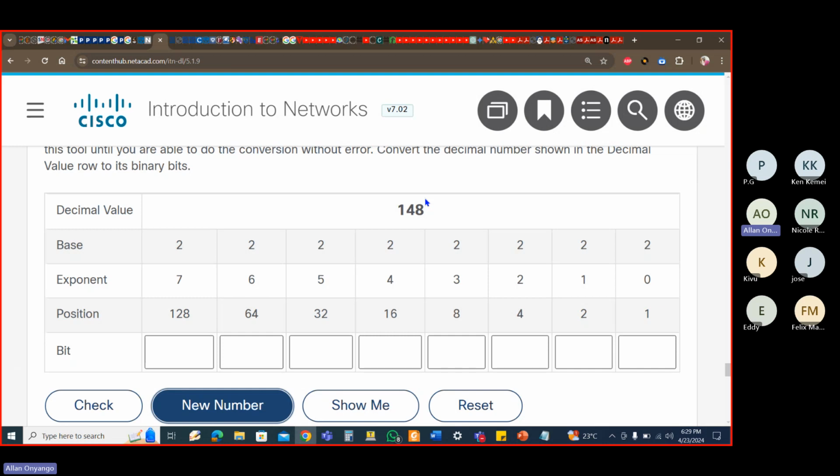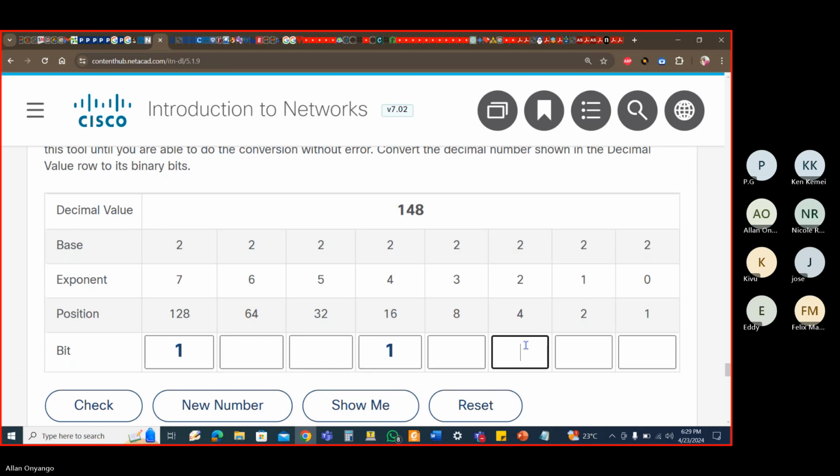148. Check this out. Look at this. Don't even write. We have 148, but our first number among the magic numbers is 128. It is easy to subtract 148 minus 128. What is it? 20, isn't it? So we put 1 under 128, and then we ask ourselves, which numbers do we add to get 20?